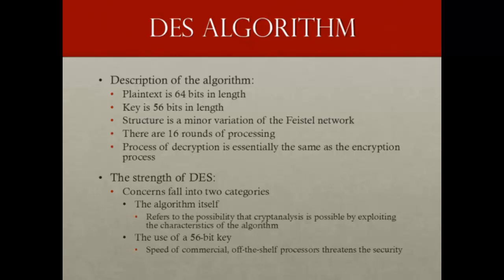The process of decryption with DES is essentially the same as the encryption process. The rule is as follows. Use the ciphertext as input to the DES algorithm, but use the subkey Ki in reverse order. That is, use K16 on the first iteration, K15 on the next, and so forth.